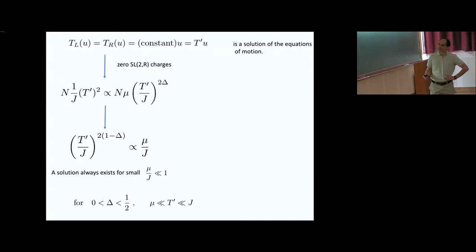This relationship depends on the dimension of the field whose boundary value we are connecting. And so if mu over j is small and we want a t prime that is smaller than j, so that we are within the approximations, we need that delta should be between 0 and 1. So this only works when the field in the bulk has low enough dimension.